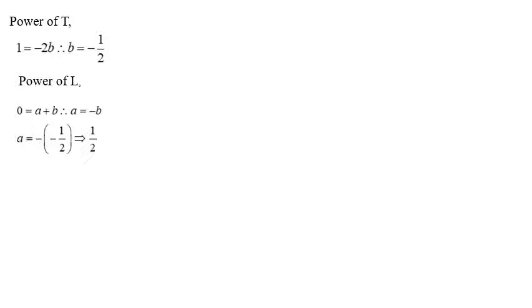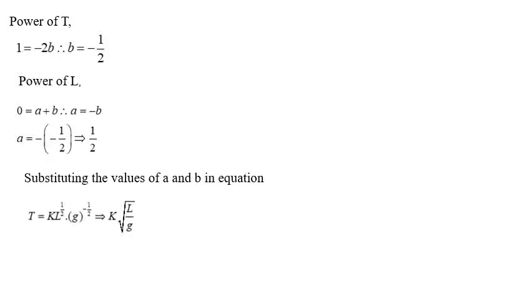This is 1 by 2. Now substituting the values of A and B in the equation, T is equal to K into L to the power A. The A value is half. And G, the acceleration due to gravity, G to the power B. That value is minus half. So after substituting that, we will get the answer.